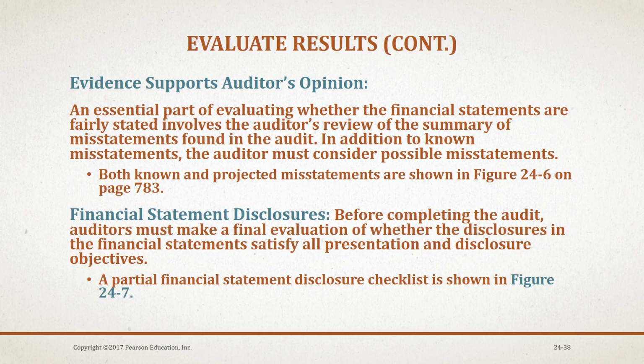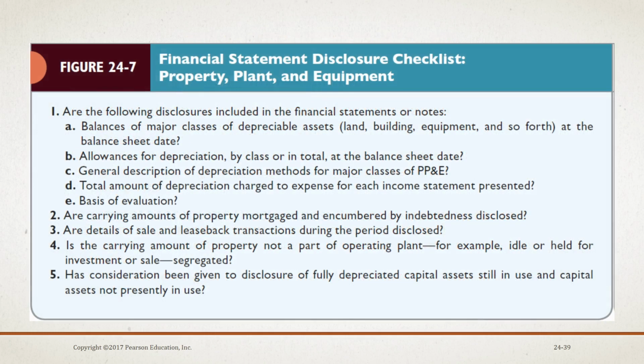Financial statement disclosures. Usually in auditing, we fill out a financial statement disclosure checklist to make sure that the client has captured all mandatory requirements from GAAP. Here's an example. Property, plant, and equipment. Are the following disclosures included? Balances of major classes of depreciable assets. Allowances, a general description for the major classes of PP&E. Basis of evaluation. And different items.